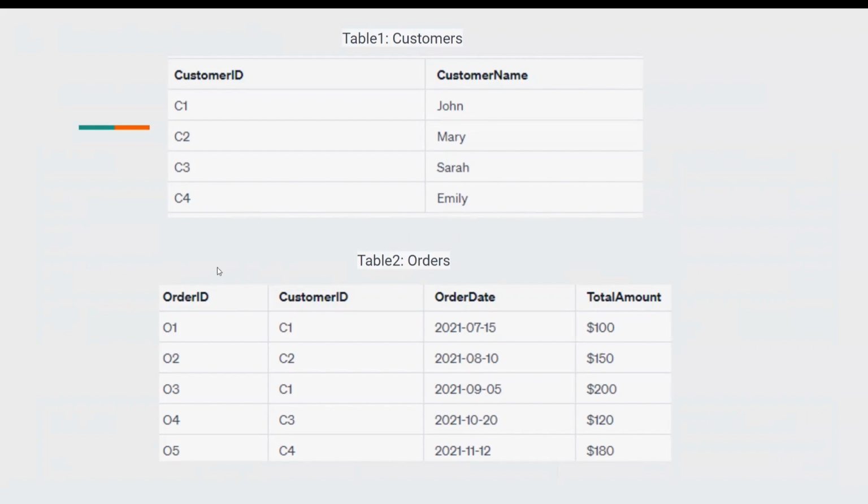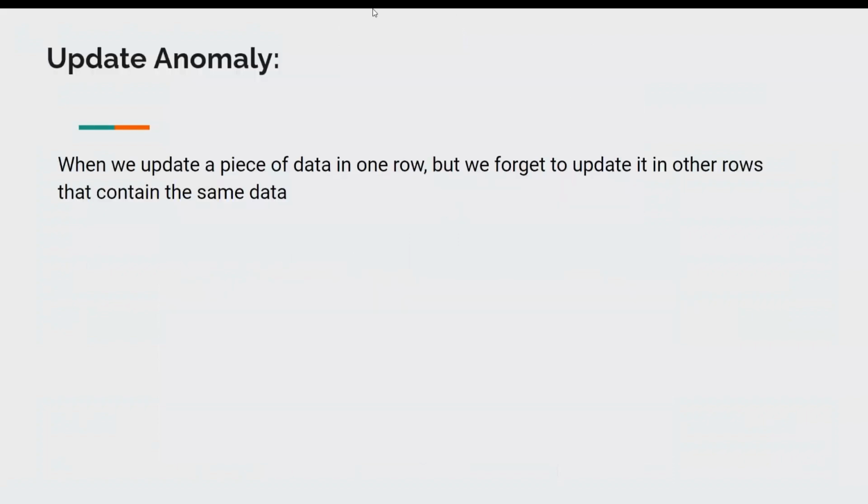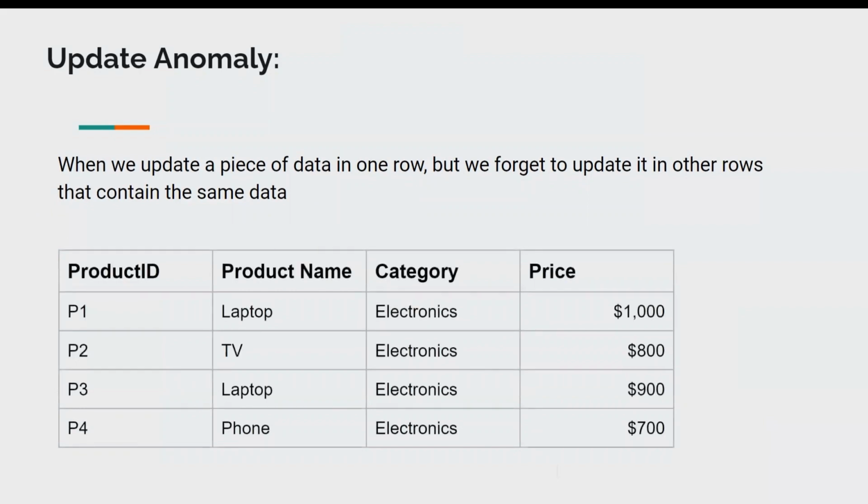Let's talk about the next anomaly, which is update anomaly. Simply put, we update a piece of data in one row, but forget to update it in other rows that contain the same data. For example, we have a table that stores product information and we duplicate the product information in multiple rows. For example, this laptop is of vendor V1, and this is product ID 1 and product ID 3. These are two different product IDs, but this laptop should have the same price.